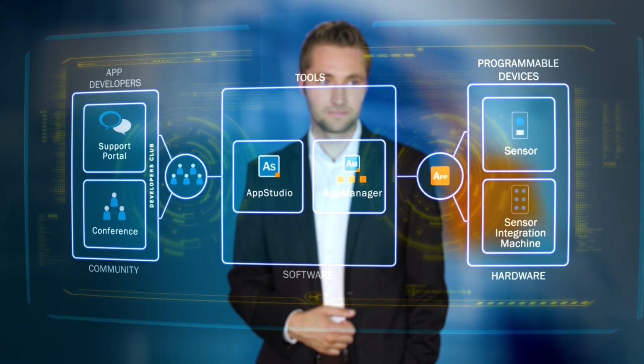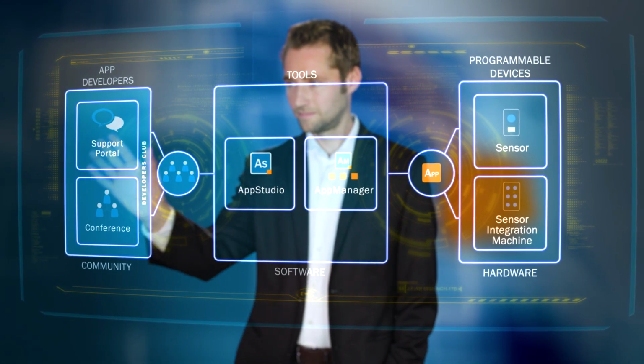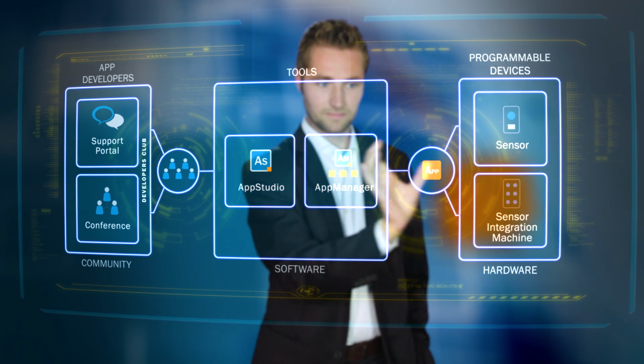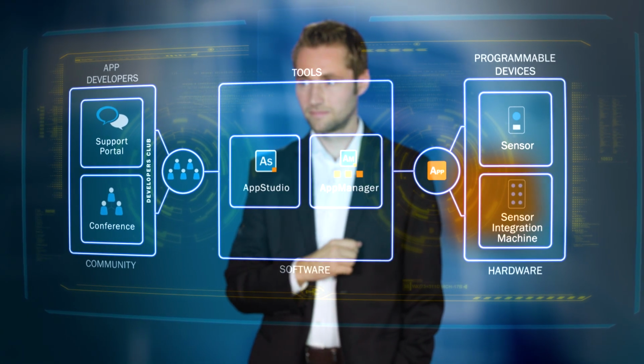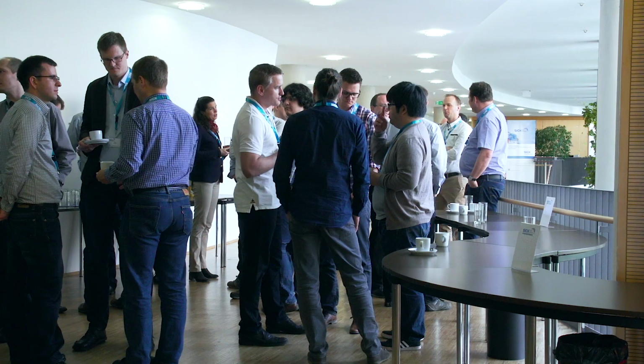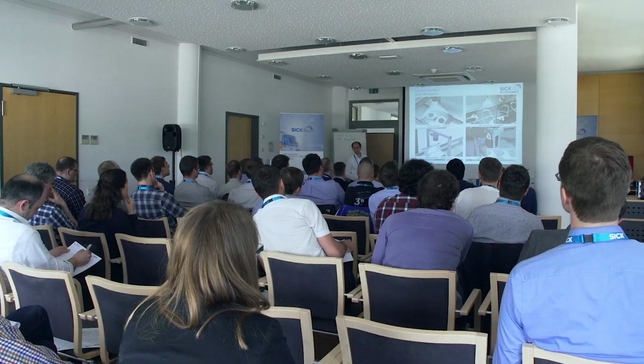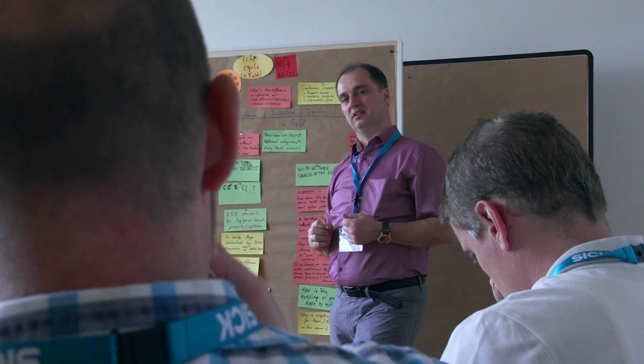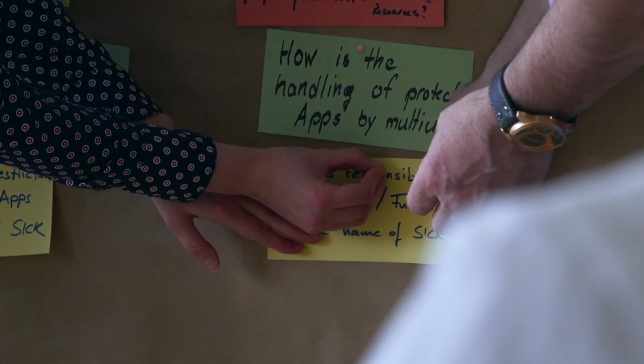SICK AppSpace comprises three components: a community, software tools, and the hardware. The community is a dynamic community of developers who meet with the developers from SICK on an annual basis to exchange ideas and refine AppSpace further.